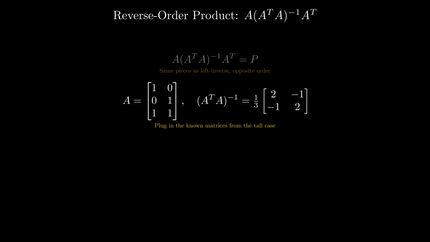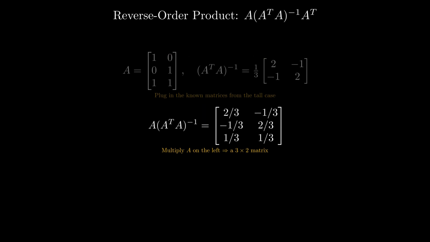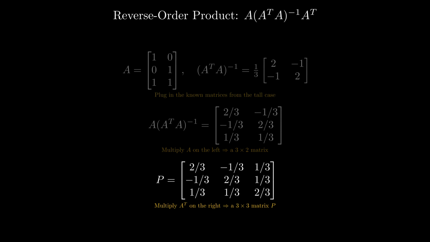Recall that the inverse of A transpose A equals 1/3 times the matrix 2, minus 1, minus 1, 2. First multiply capital A on the left. That gives the 3 by 2 matrix 2/3, minus 1/3, minus 1/3, 2/3, 1/3, 1/3. Now multiply A transpose on the right. The result is a 3 by 3 matrix: 2/3, minus 1/3, 1/3, minus 1/3, 2/3, 1/3, 1/3, 1/3, 2/3.